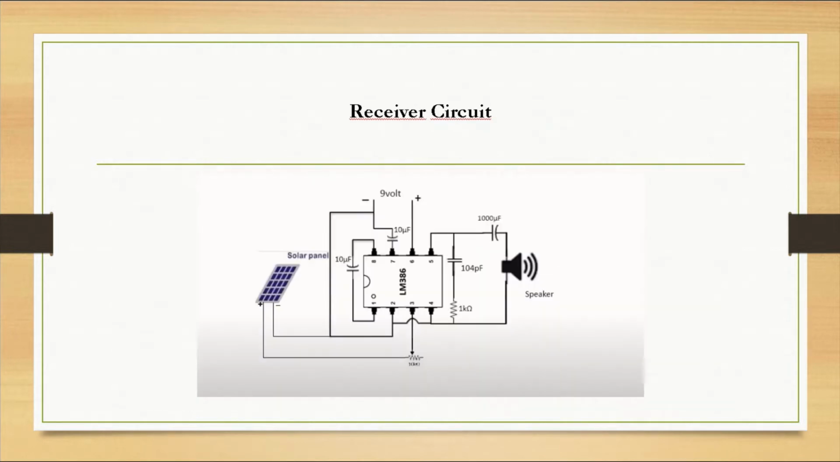In the receiver circuit, I used a solar panel for receiving the input signal, and a 1000 microfarad capacitor as a bypass capacitor. A 10 kΩ potentiometer is for volume control, and the LM386 amplifier is for signal amplifying. A 10 microfarad capacitor is for increasing gain, the other 10 microfarad capacitor is for blocking DC signal, and the speaker is for the output signal.